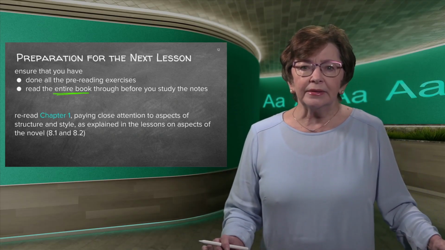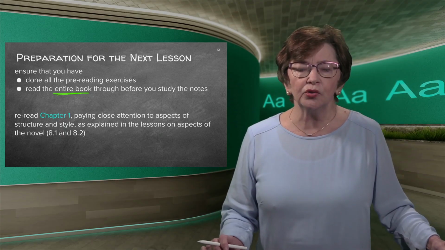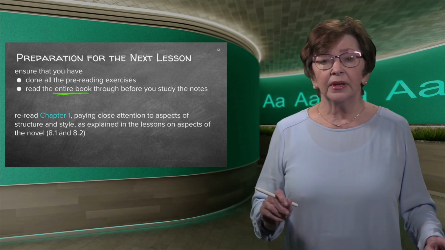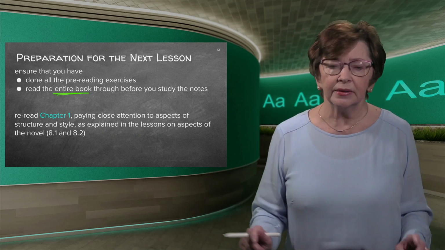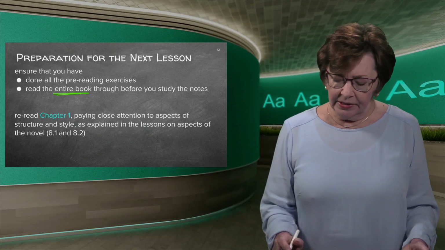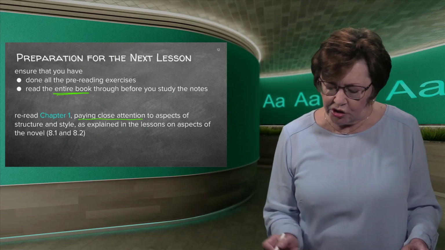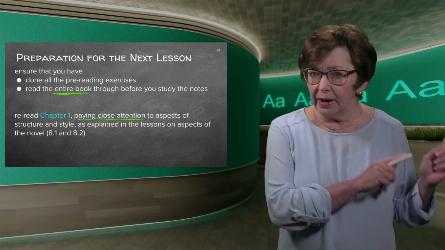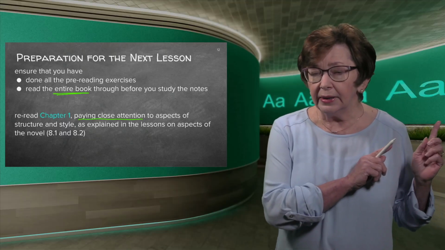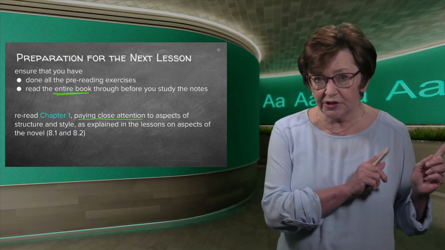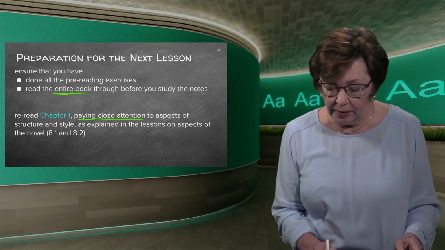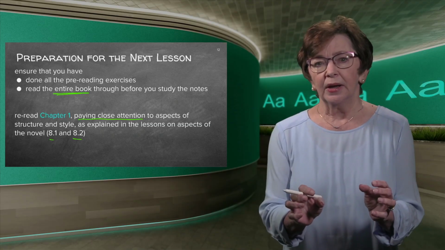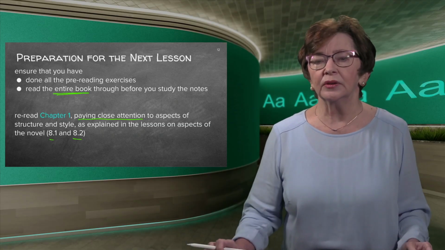And then next time, I want you to reread chapter 1. Remember, that's the next step, paying close attention to the aspects of structure and style that I referred to in the two lessons on the aspects of the novel, in 8.1 and 8.2. And then we're going to look at that in the next lesson on Animal Farm.